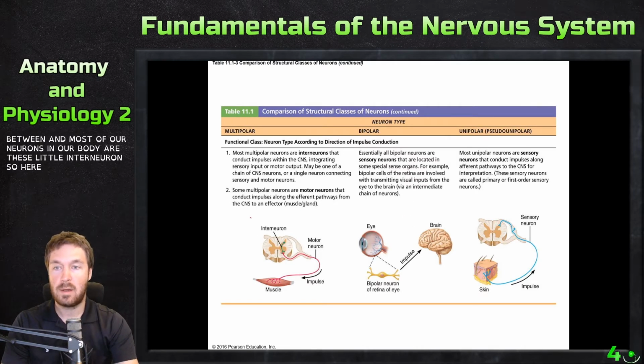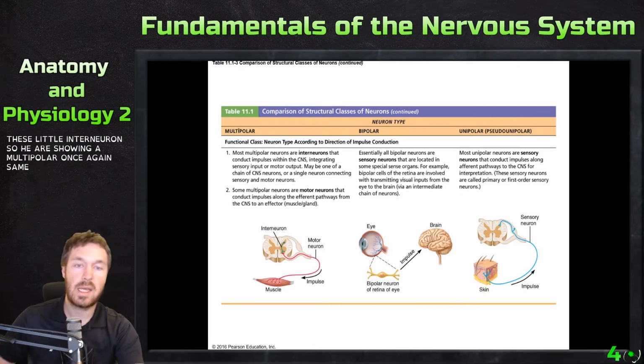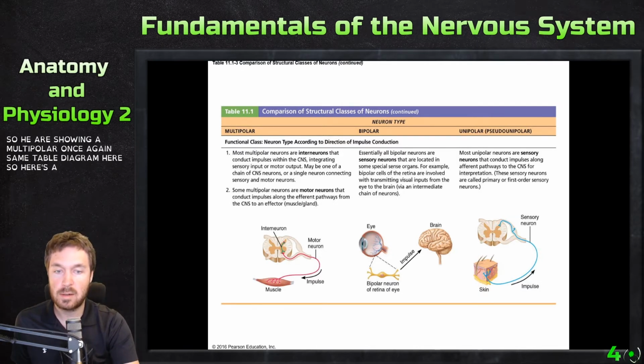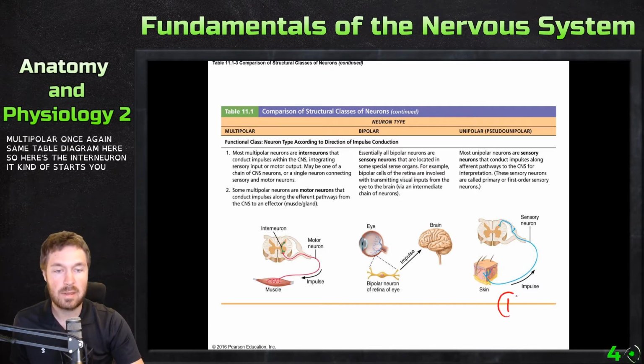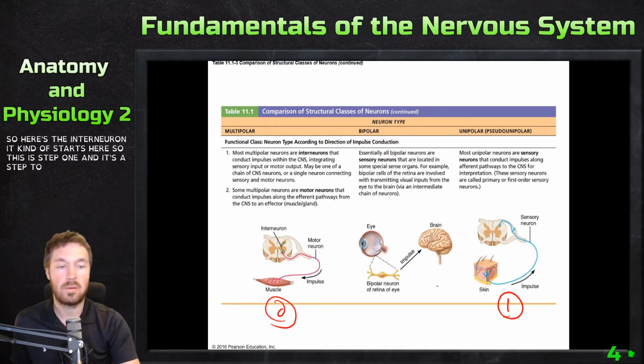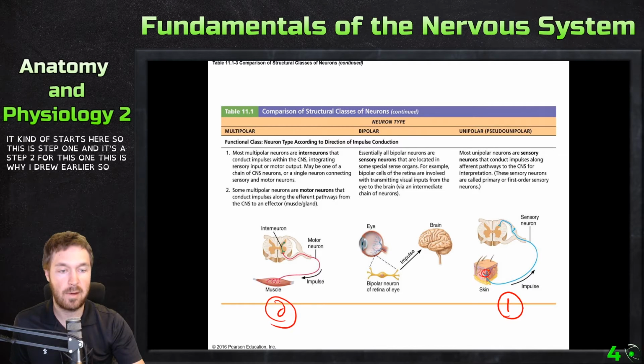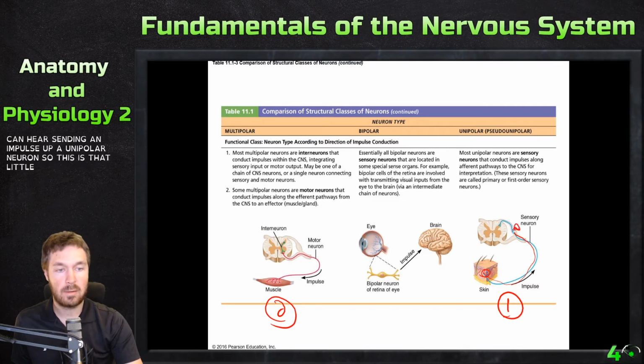So here, showing a multipolar one. Again, same table diagram here. So here's the interneuron. It kind of starts here. So this is step 1, and this is step 2 for this one. And this is what I drew earlier. So we have a sensation from the skin here, sending an impulse up a unipolar neuron. So this is that little cell body sticking off. That's the dorsal root ganglion.